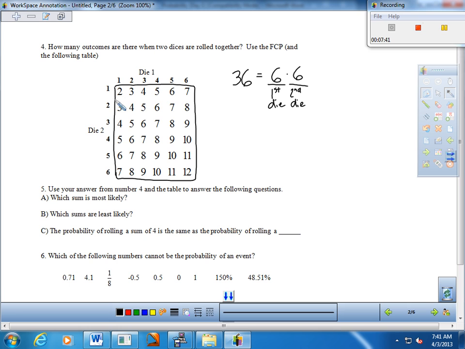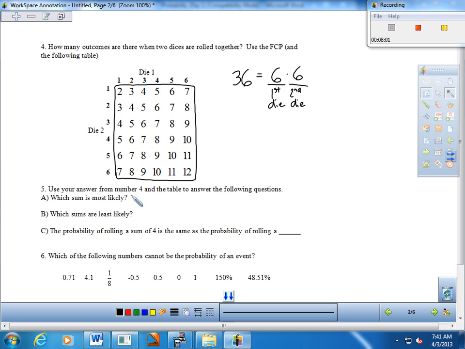So let's do number 5. Number 5, use your answer from number 4 in the table to answer the following questions. And it does say which sum is most likely. And so take a look at those. Obviously, our sums range from a low of 2 to a high of 12. 6 and 6 give us the 12 right here. But you can see different combinations produce sums a little more frequently than others. And I'm seeing on this diagonal right here, and I'm hoping you do as well, that the 7 emerges probably most often. And so as you can see, there's 6 different ways to get a sum of 7.